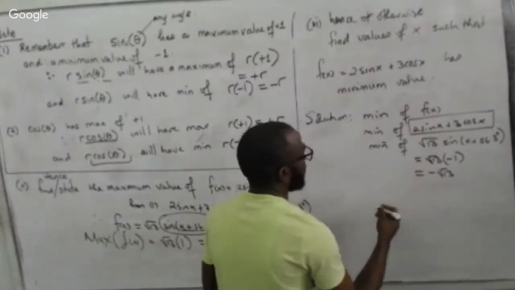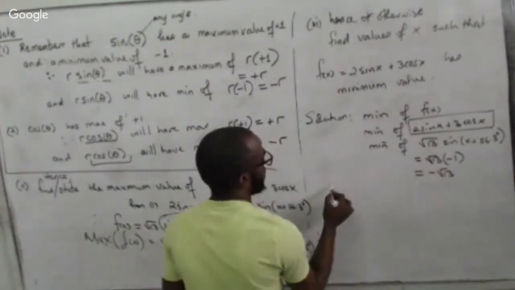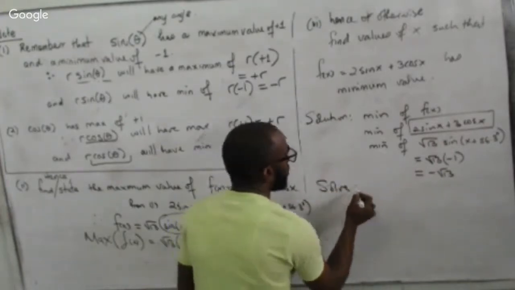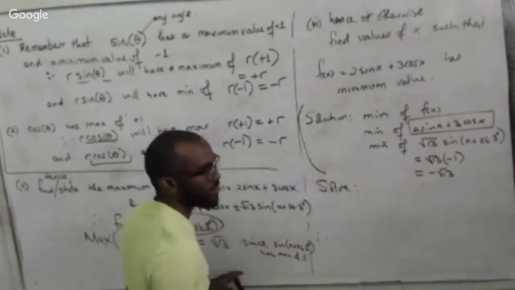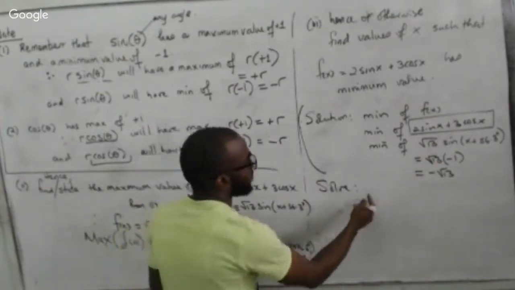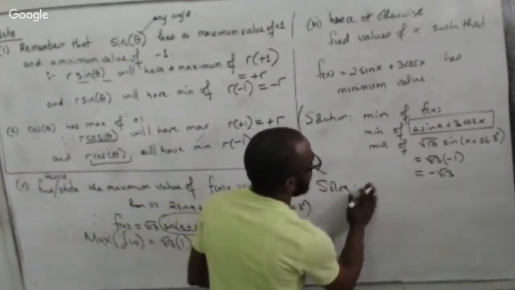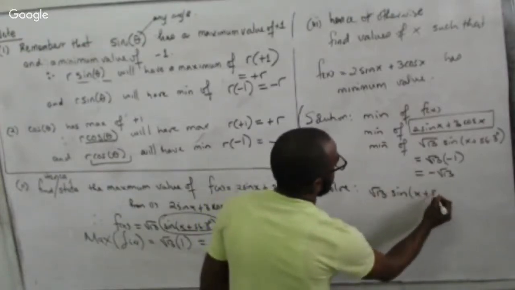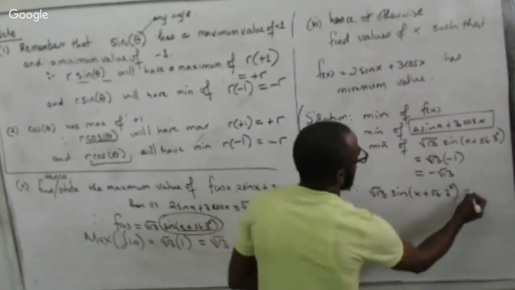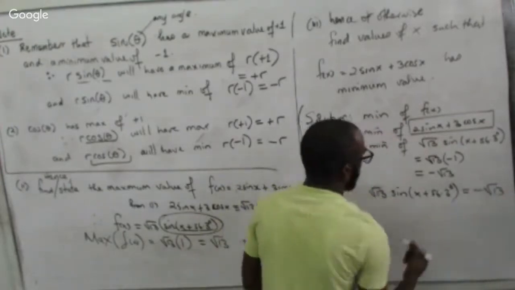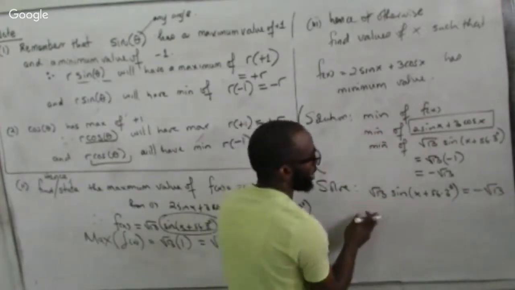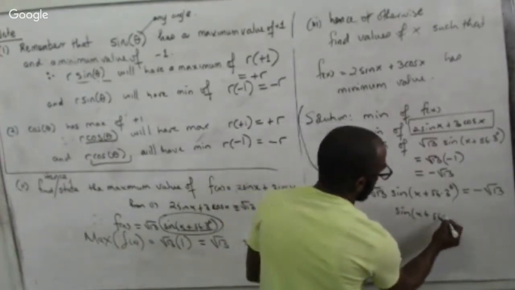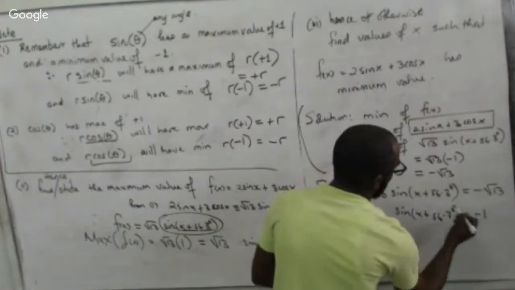Look at what will always happen. So what do I solve? Guys, in the exam, I don't need to go through such detail. All I need to say is that I'm solving this: root of 13 sine of x plus 56.3 degrees equal to minus root 13. Look at what happens. If I divide both sides by root 13, would I not just get sine of x plus 56.3 degrees equal to minus 1?